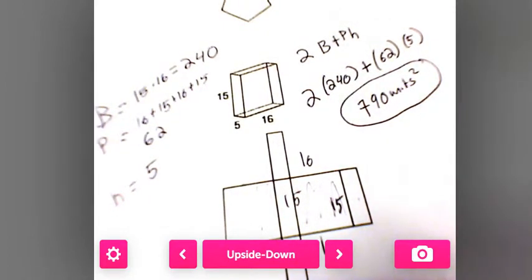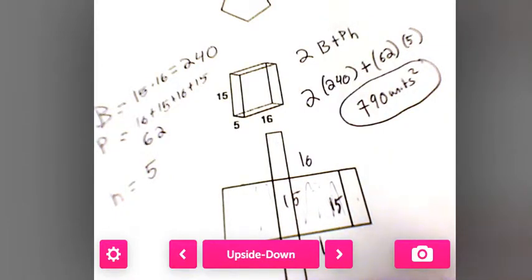How are we doing with surface area there? Feel okay? 2 times the area of the base plus the perimeter times the height. Do we always have to use units squared? Yeah, you should use units squared.